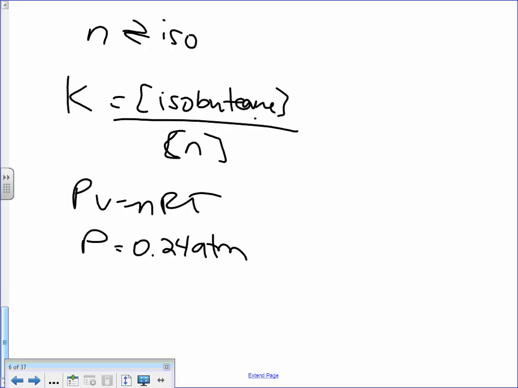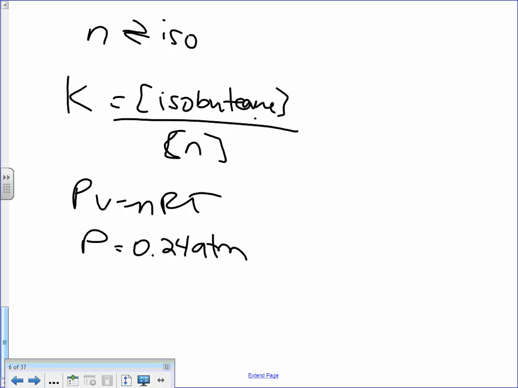Who had 2 sig figs in your problem? The 1 liter actually, and the N value, right? The mole value is 0.010. So that should be our pressure of our N-butane. That got you 1 point for the pressure there.